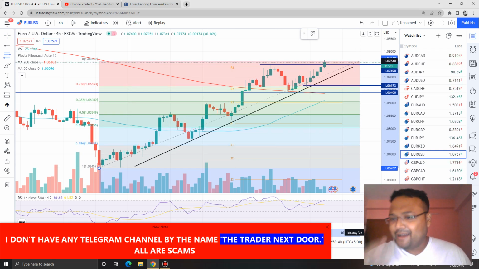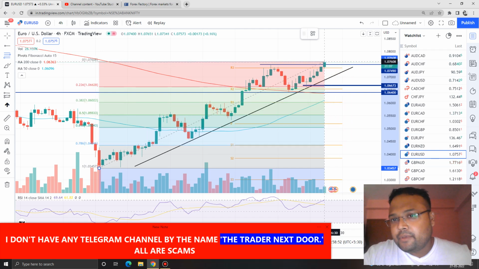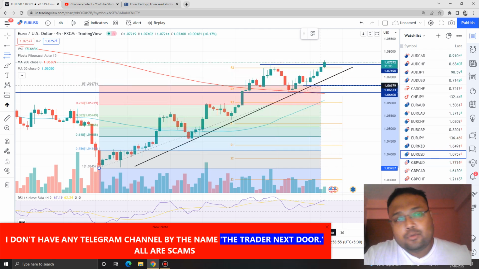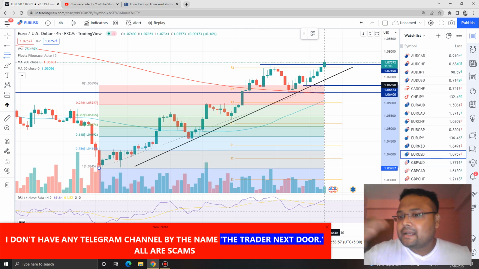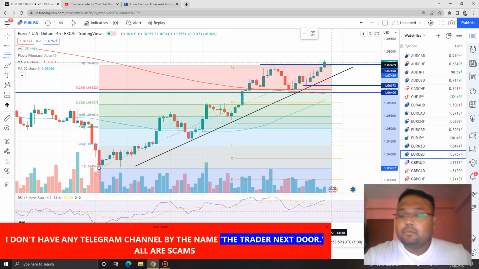I can see that we have 23.6% around this level. So, listen to me carefully, if the market reverses from the current market position, from here only, then we can expect the market to bounce from here. But in case the market starts going up from here, then you need to draw the Fibonacci levels by yourself.